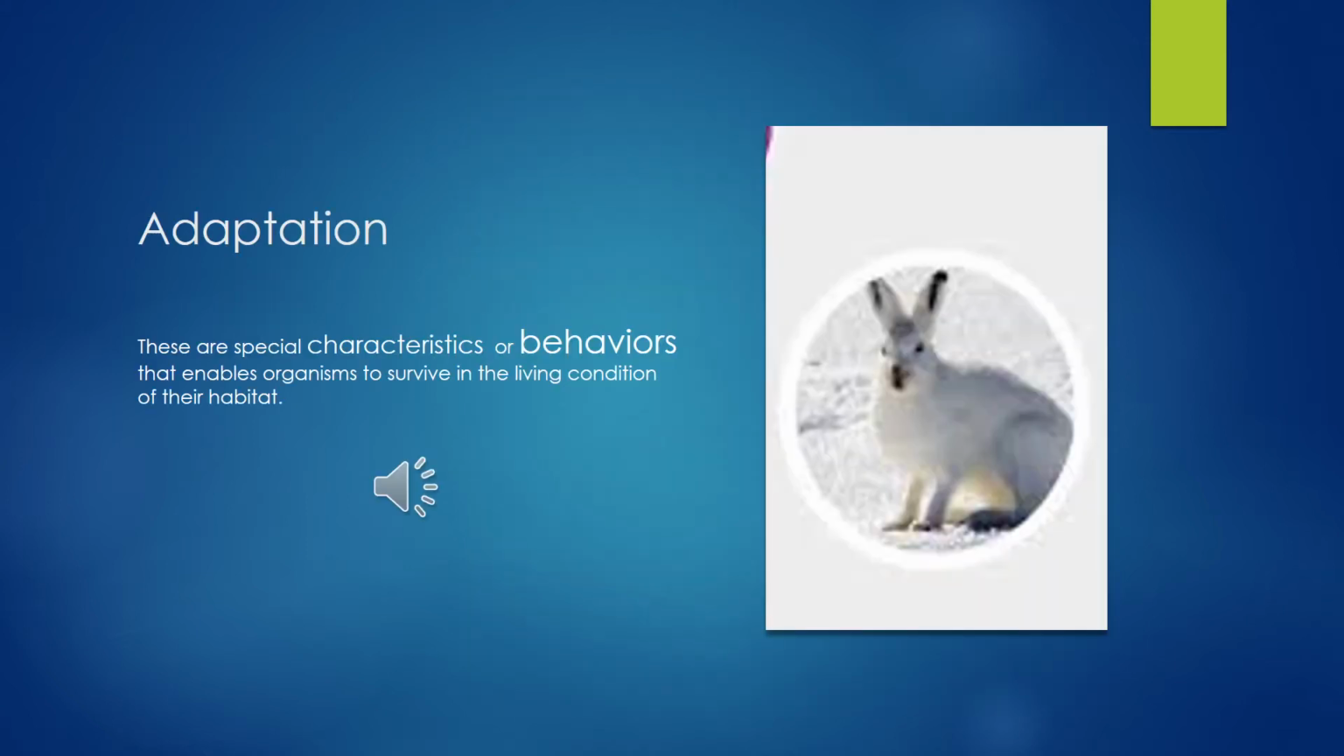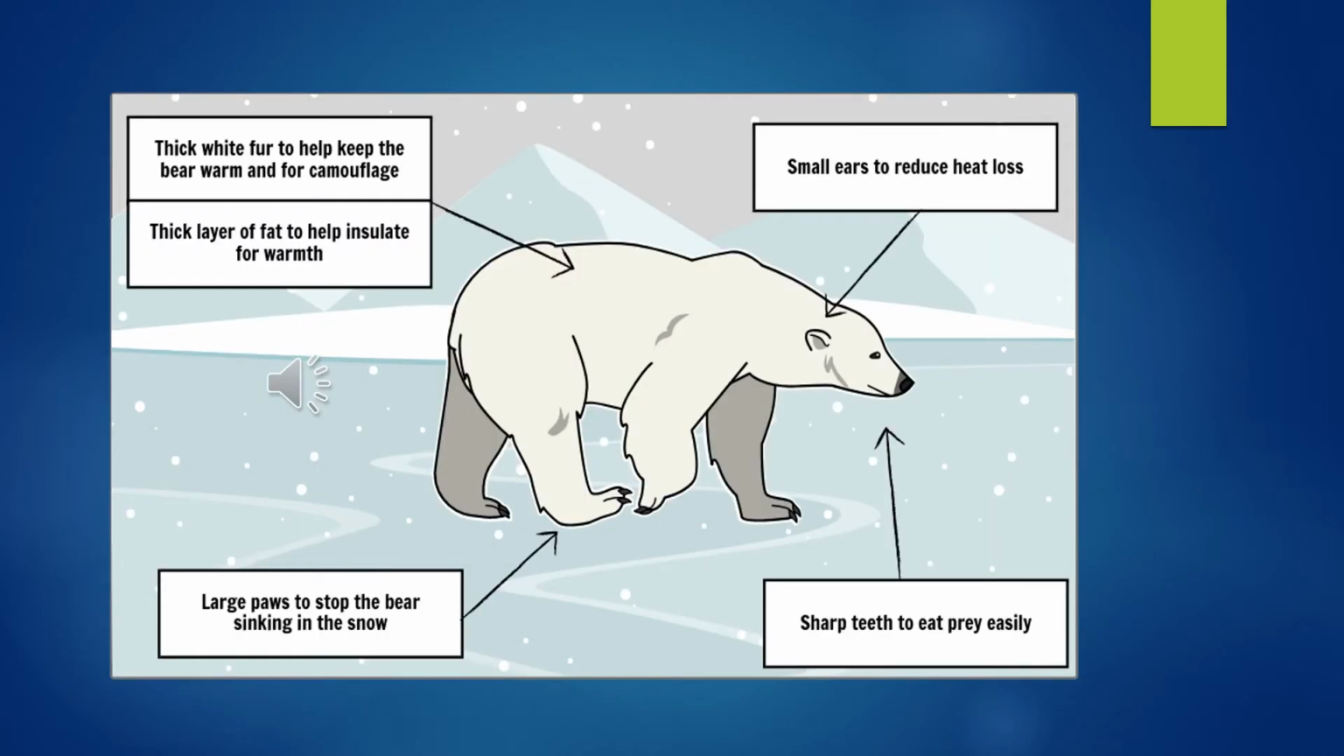Now our next topic is adaptation. Adaptations are the special characteristics or behaviors that enable organisms to survive in the living conditions of their habitat. Now let us look at the adaptation of the polar bear, which helps it to survive in the Arctic land of the polar habitat. Its thick white fur keeps the bear warm and is used for camouflage, and its thick layer of fat helps to insulate for warmth. Its large paws stop the bear sinking in the snow, its small ears reduce heat loss, and sharp teeth catch the prey easily.